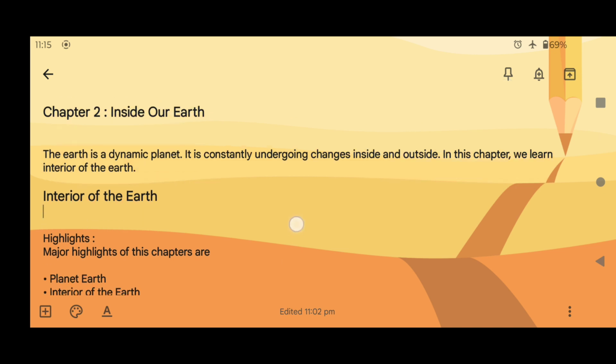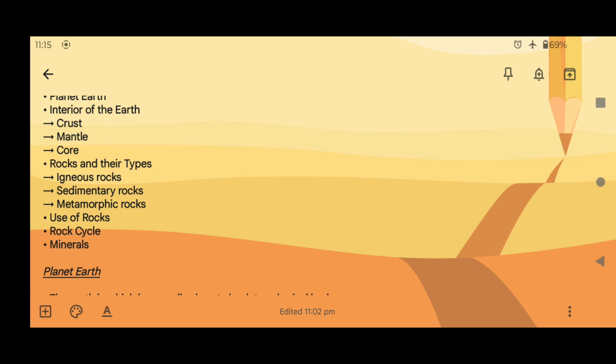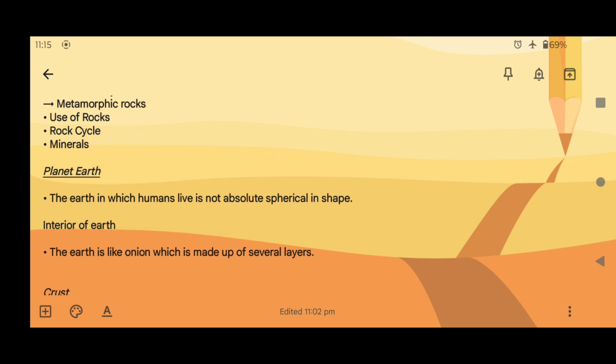The major highlights of this chapter are planet Earth, interior of the Earth, that is crust, mantle, core, rocks and their types: igneous rocks, sedimentary rocks and metamorphic rocks, use of rocks, rock cycle, and minerals.